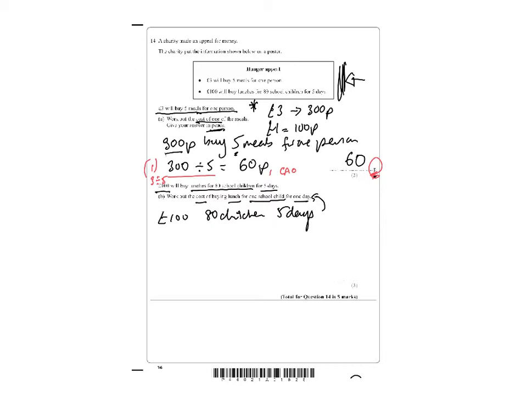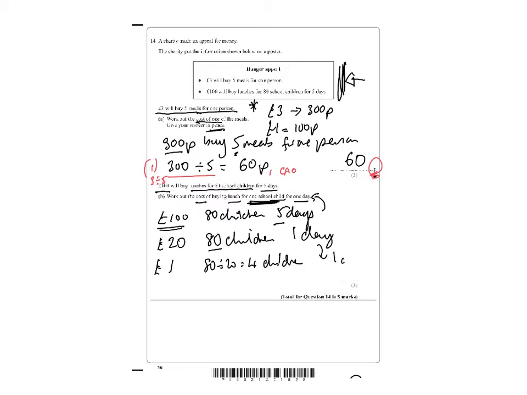So the first thing I'm going to do is divide the £100 here by the 5, which gives me £20 will buy food for 80 children for 1 day. I've done the day bit. I now want the one school child. So I've got 80 children, and I'm just going to work this out a little bit. If I divide £20 by 20, I get £1. If I divide 80 by 20, I get 4 children, and it's still 1 day.